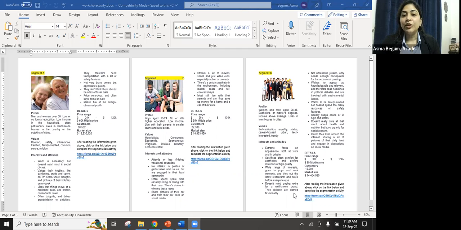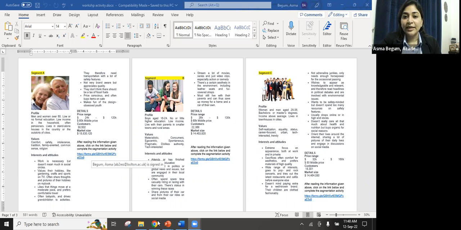For this purpose, you have been divided in groups of 3. Each student in the group will have a different segment in front of you. Segment A student, segment B student, and segment C student will read the data sheet given to you. After thoroughly reading this, you will then talk to your friends in your team about the other segments. After discussing, you will have to click on the link given below.